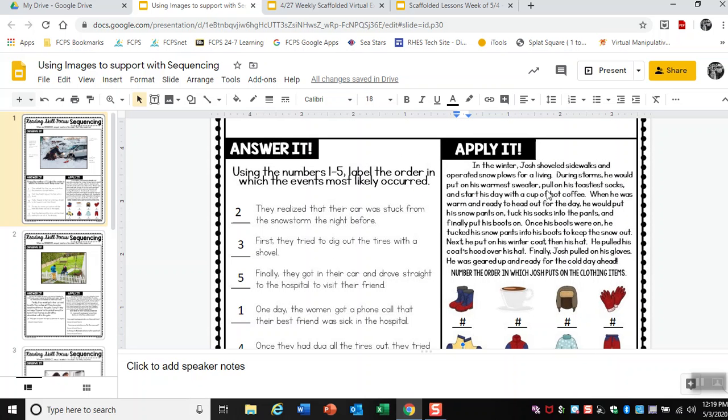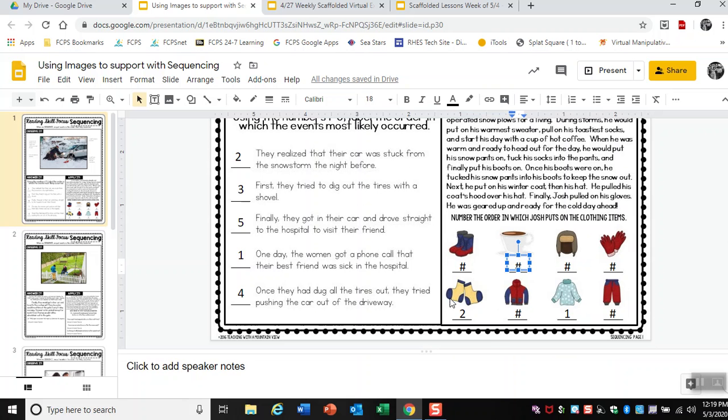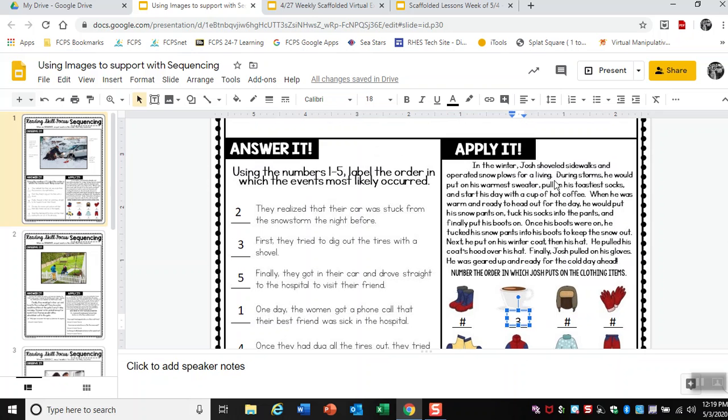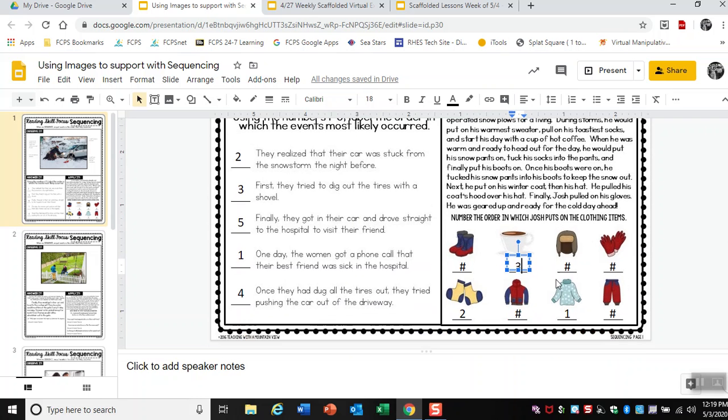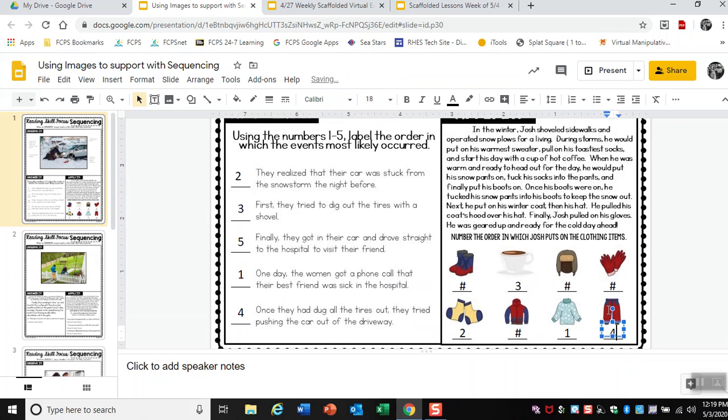Then he started his day off with a cup of coffee. So now I've got to find his cup of coffee, which looks like it's right here. Since the socks were number 2, I'm going to label the coffee as number 3. He would start his day with a cup of coffee. When he was warm and ready to head out for the day, he would put his snow pants on. So now I've got to find his snow pants. Looks like these are here. This would be number 4.